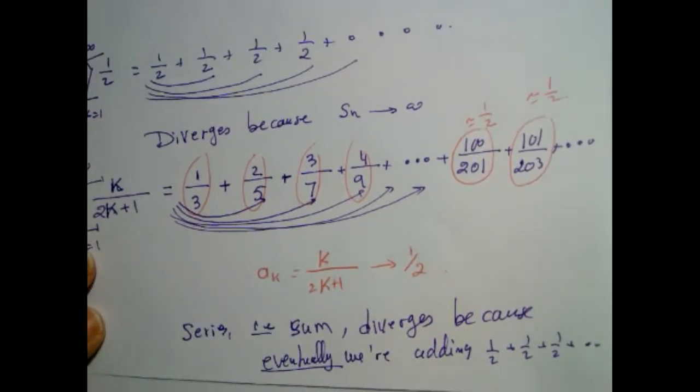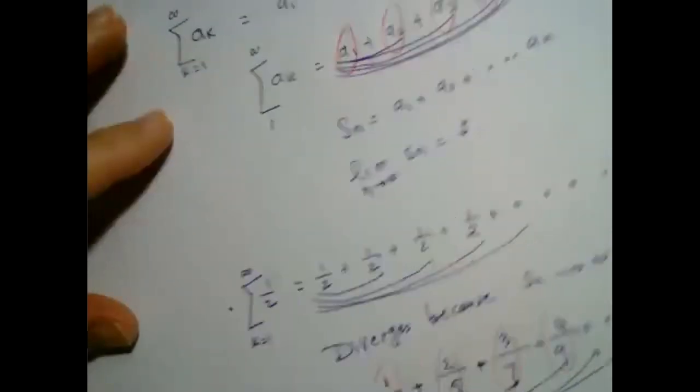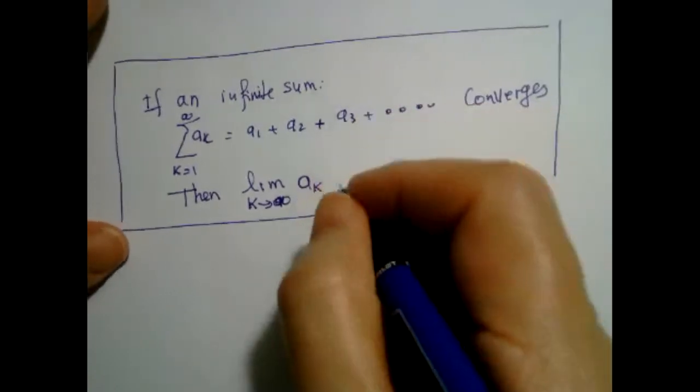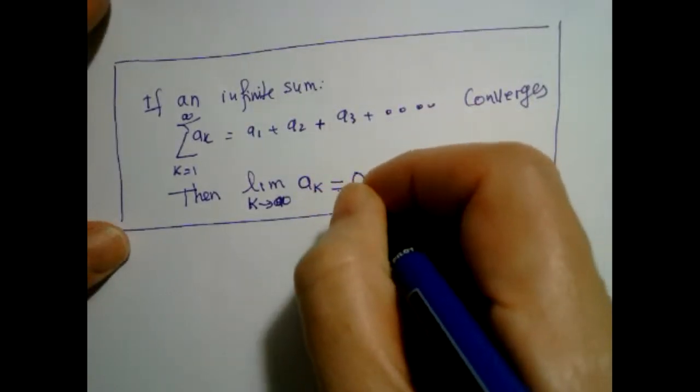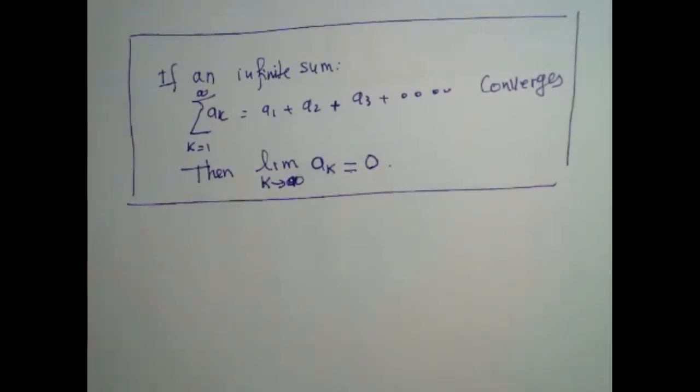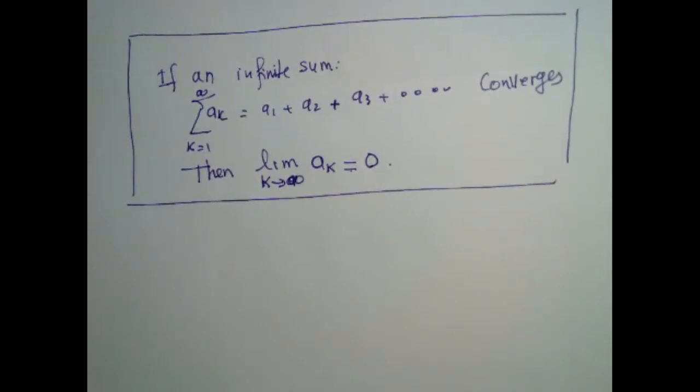Should it be 0? Absolutely. The terms have to become very, very small. This means the limit of the a_k should be equal to 0. So if a series converges, then those terms have to go to 0. The limit has to be equal to 0.